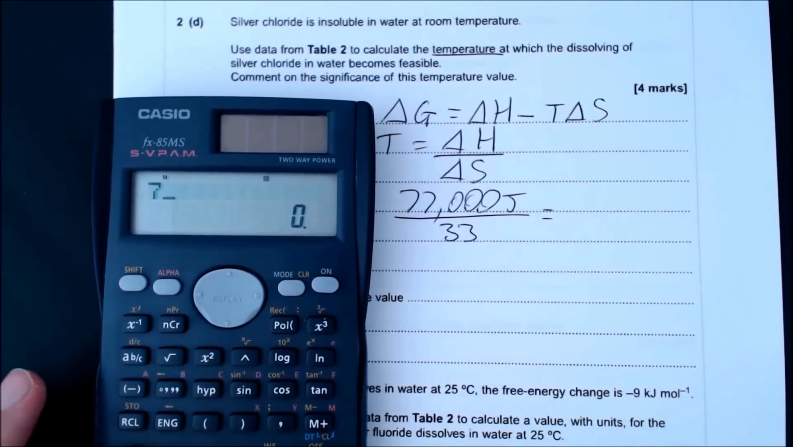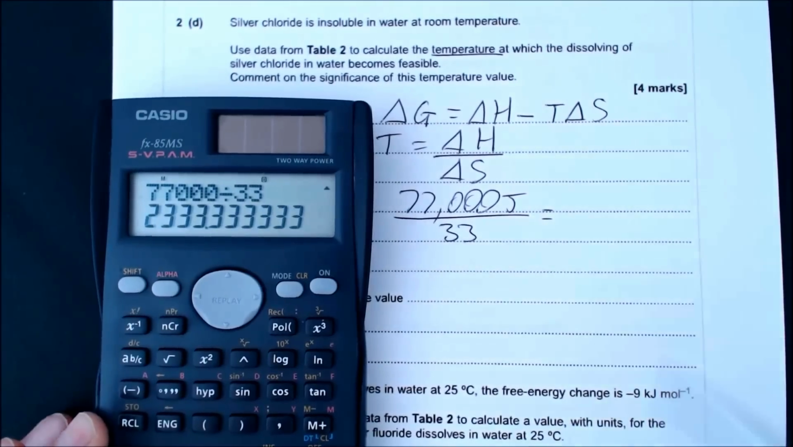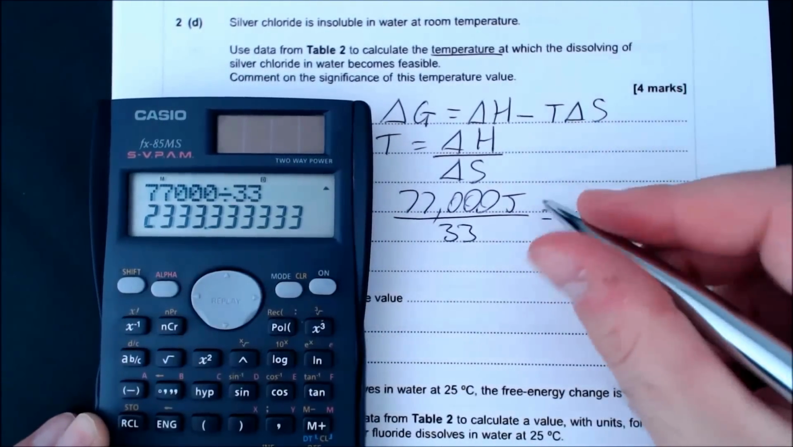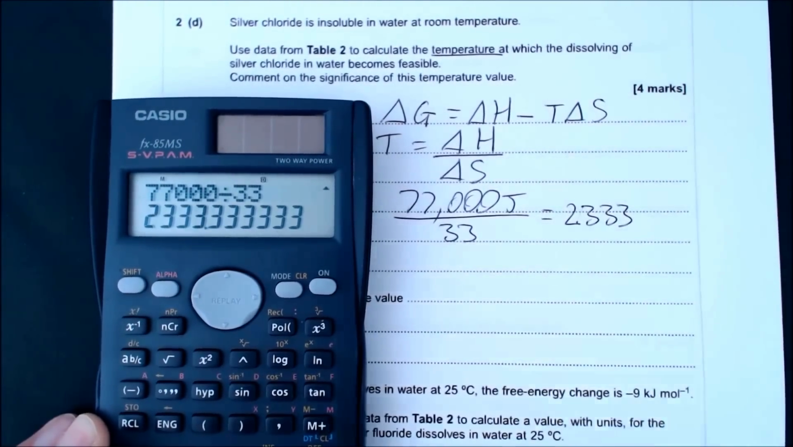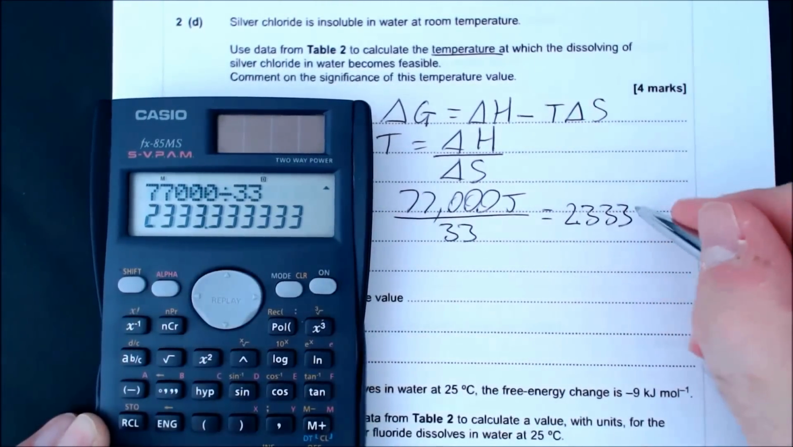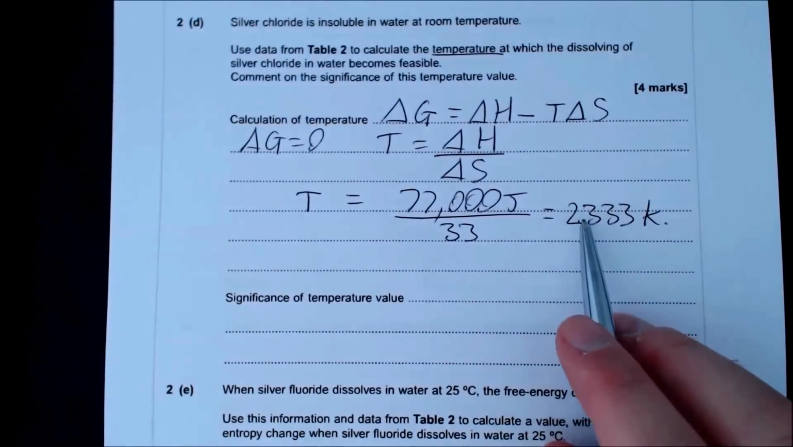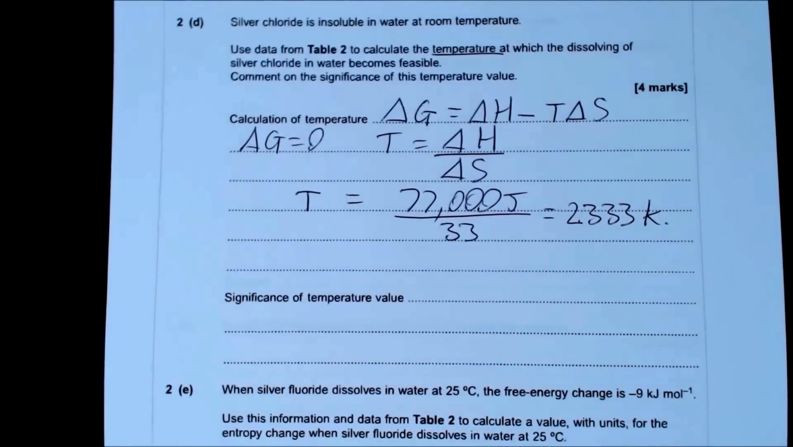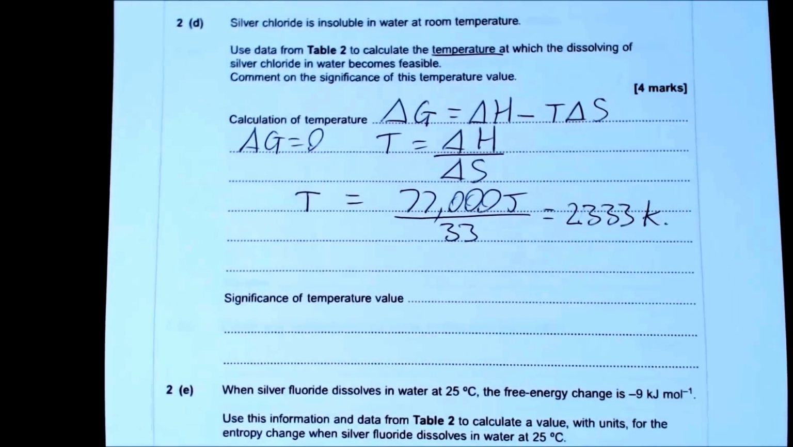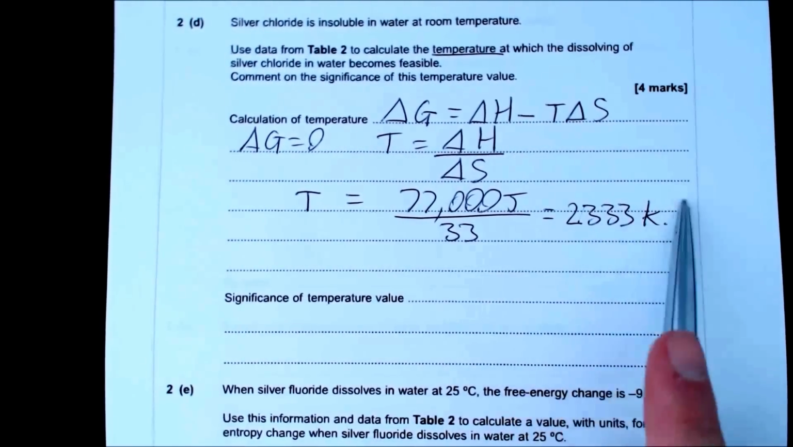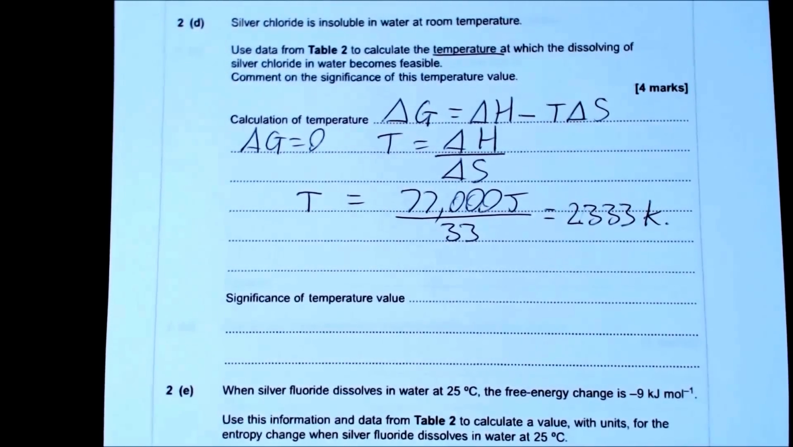So if we do 77,000 divided by 33, and that should give us this number here, and I'm just going to keep that to 4 significant figures. So that's 2333 Kelvin. Okay, so that's in Kelvin. Right, and it's asked us for the significance of this temperature value here. Now, this is the temperature required to dissolve silver chloride in water.